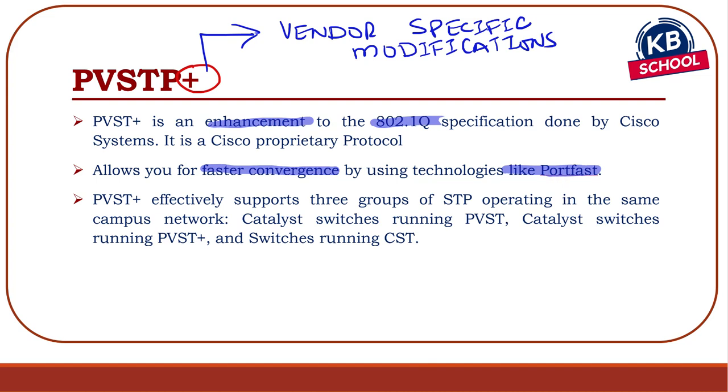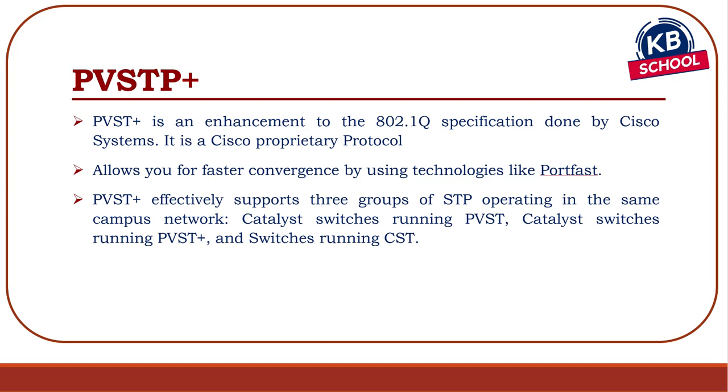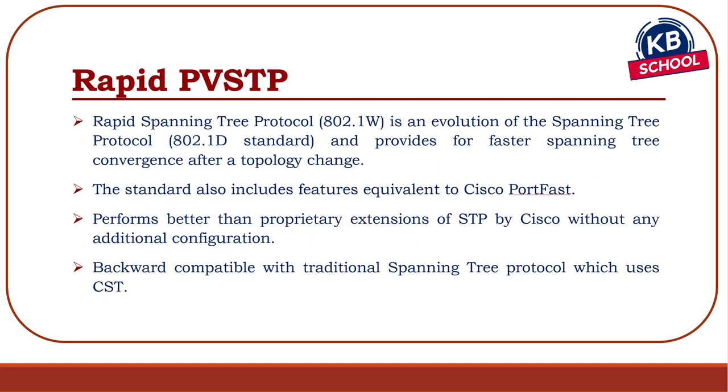Well, when IEEE saw this enhancement, they said, this is great, but we want to do this as what? As an open standard. And they said, let's incorporate the same type of feature in the standard STP. And they did that. And that came to be known as rapid PVSTP. So it came from the PVSTP plus implementation, which provides for what? Faster convergence. So this one would include features like the Cisco PortFast feature. All right.